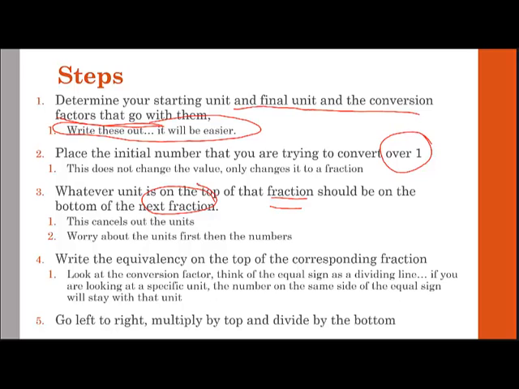Write the equivalency on the top of the corresponding fraction. So look at the conversion factor. Think about the equal sign as a dividing line, literally. If you are looking for a specific unit, which you should be because whatever's on top should be on the bottom of the next one, the number on the same side of the equal sign will stay with that unit. Then you go from left to right, you multiply by the top, and then you divide by the bottom. The rest of this tutorial will be spent doing practice problems.